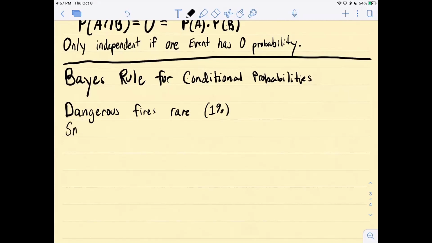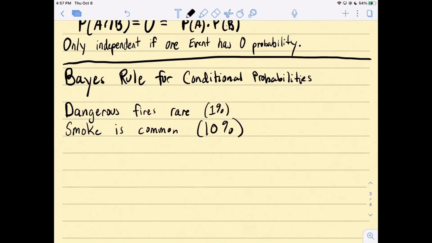Smoke, let's see. Yes, that does feel a lot more than 1%. So probably, but smoke is common. This is a 10% chance of just a general occurrence of smoke.